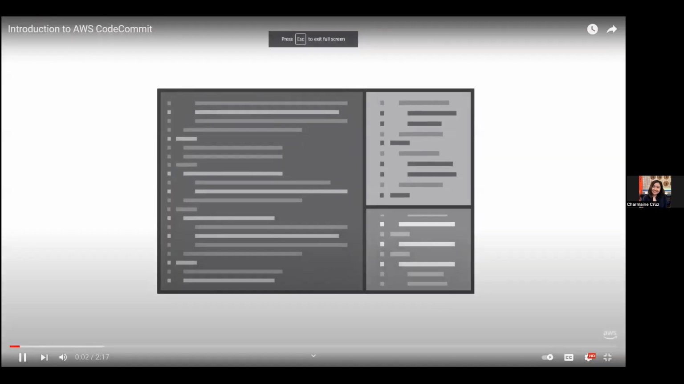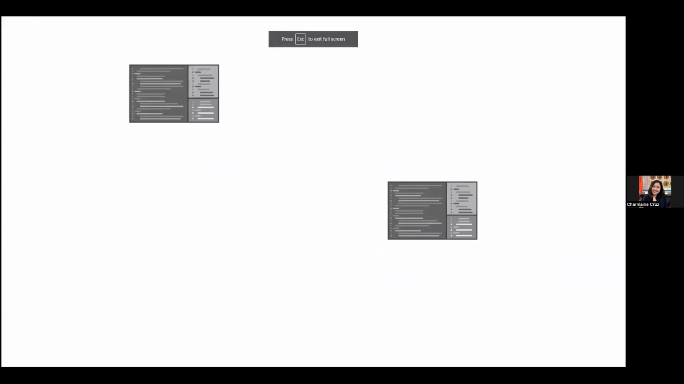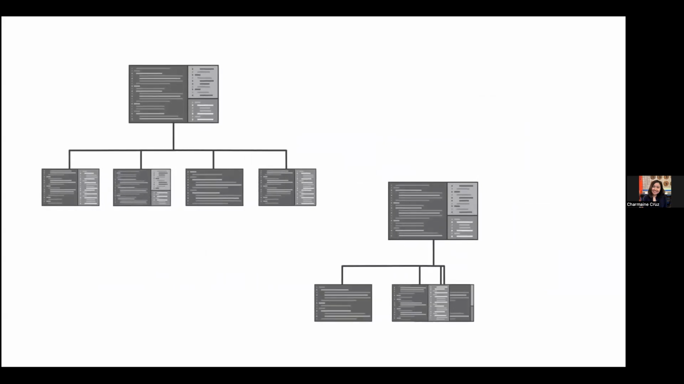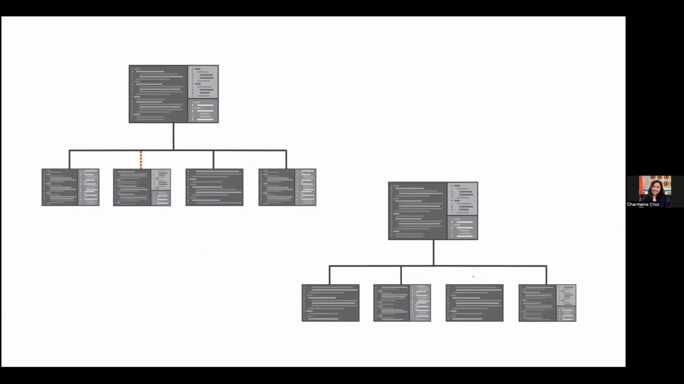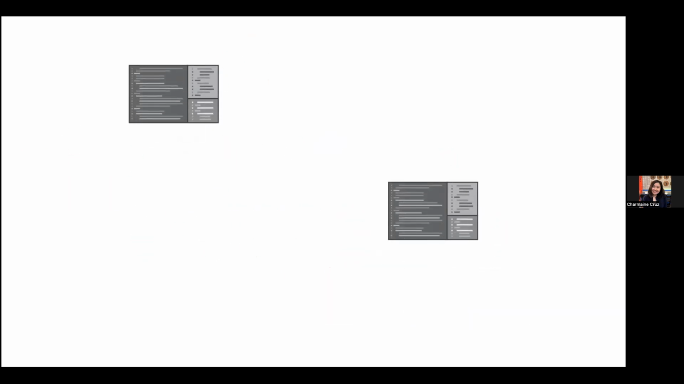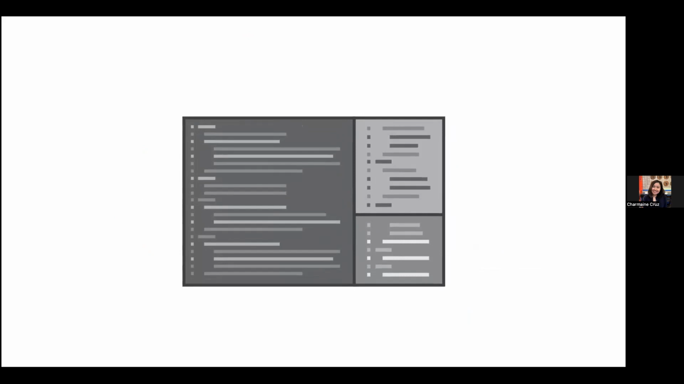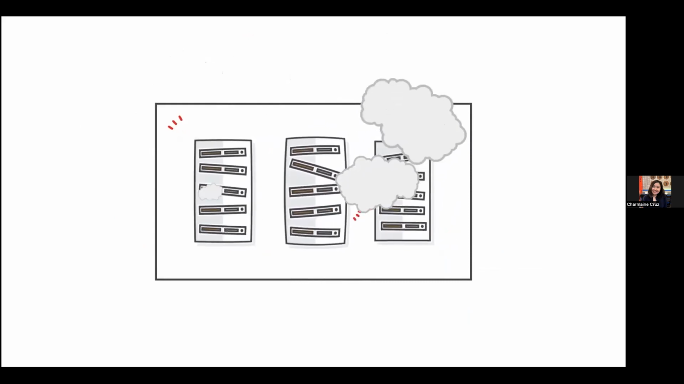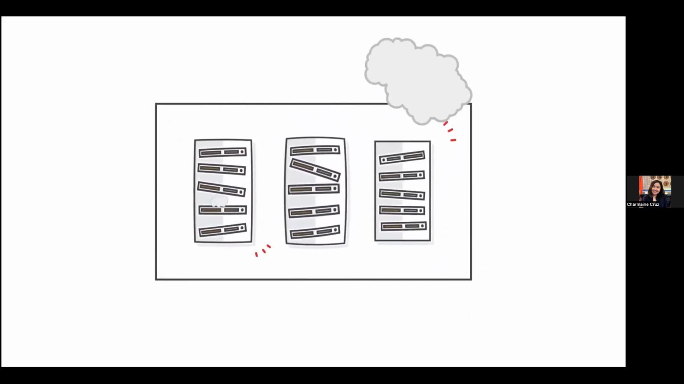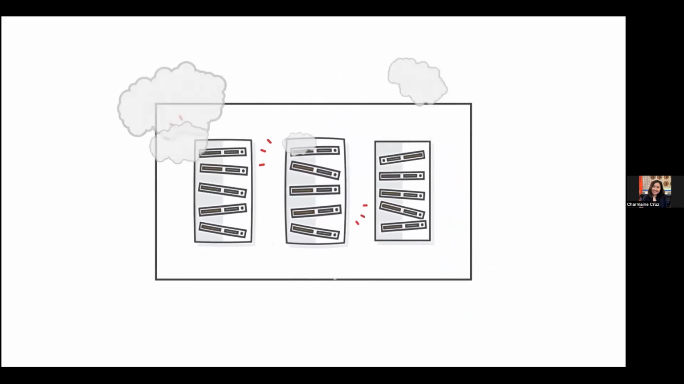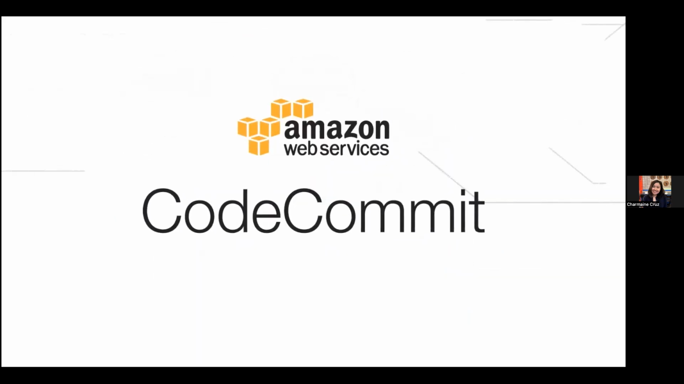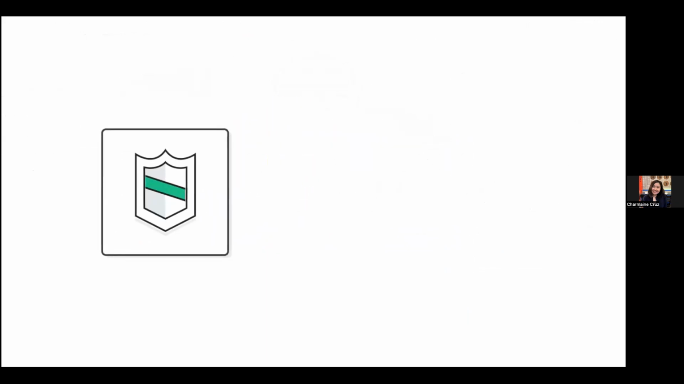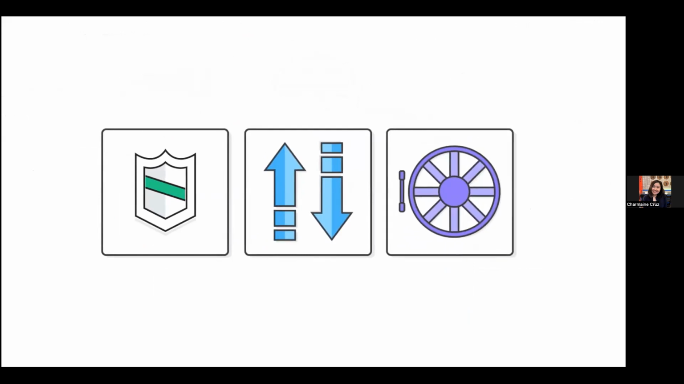So let's review. Your code is valuable. As your application's code base grows and your development team gets larger, finding a highly available and secure way to store and version code can become difficult and costly. Wouldn't it be nice if you could just focus on securely developing apps and not have to worry about managing and scaling your source control system? Better yet, what if you could do all of this while continuing to use your existing Git tools? Introducing AWS CodeCommit, a fully managed source control service in the cloud that makes it easy for companies to host secure, highly scalable, private Git repositories.